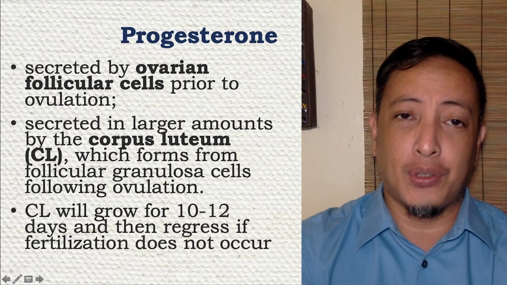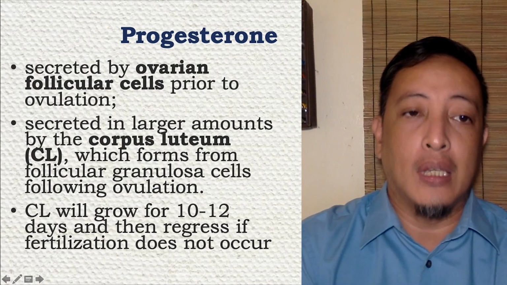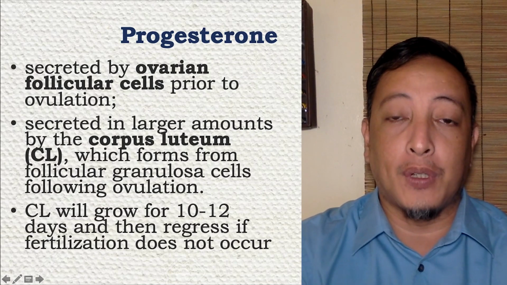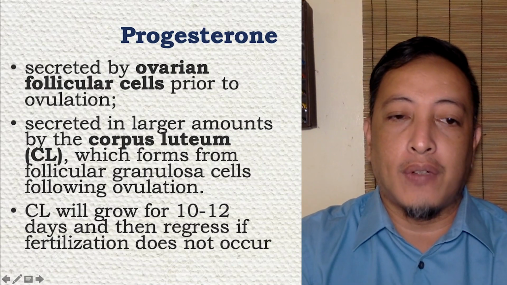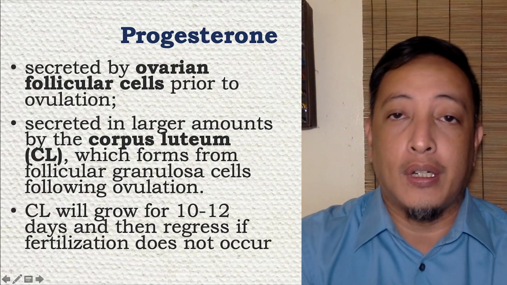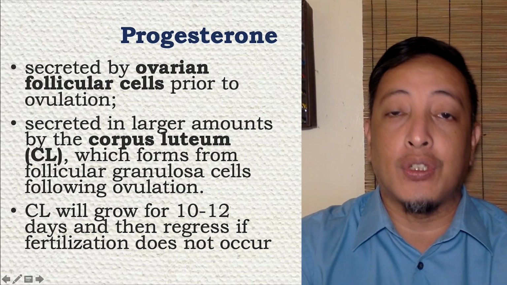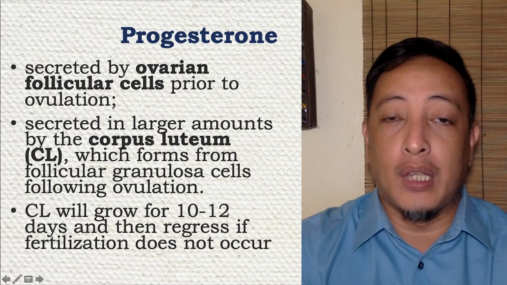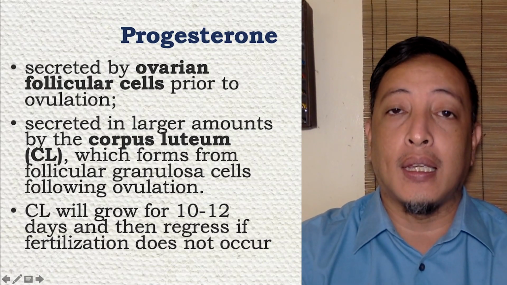Now we go to progesterone. Progesterone is secreted by the ovarian follicular cells prior to ovulation. It is secreted in large amounts in the corpus luteum that develops after ovulation, and it will grow for 10 to 12 days and then regress if fertilization does not occur. Okay, so progesterone is secreted by the CL, which is considered to be a temporary endocrine organ because it only forms after ovulation. Then if no fertilization occurs, it will regress.